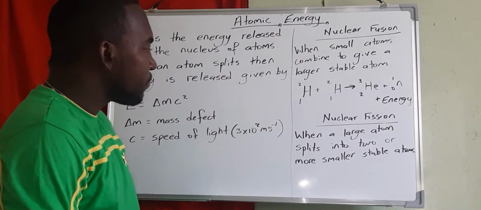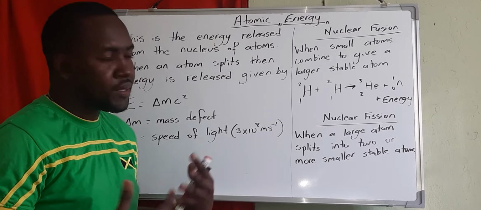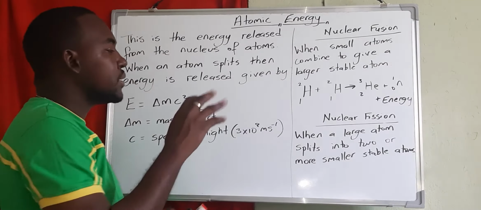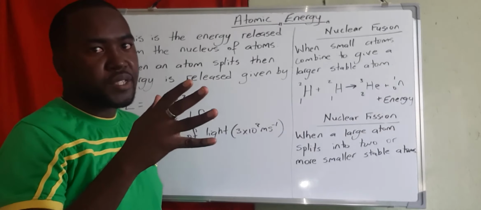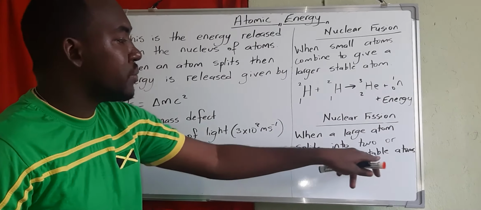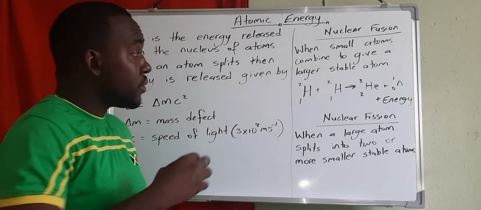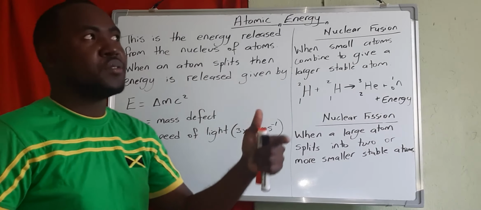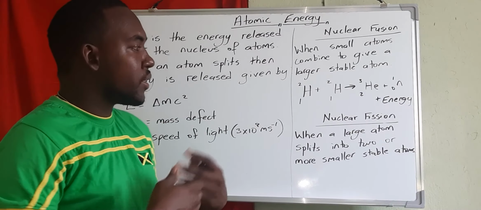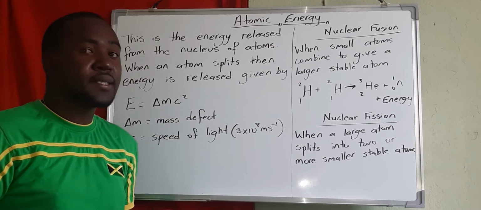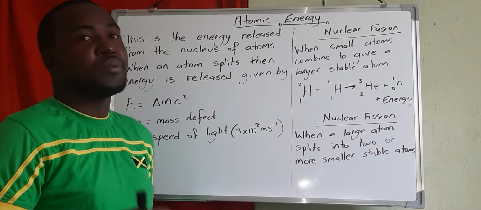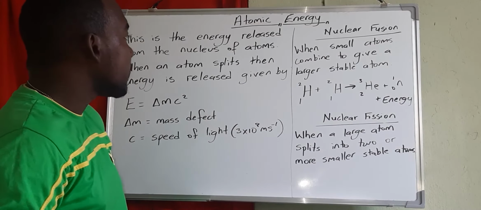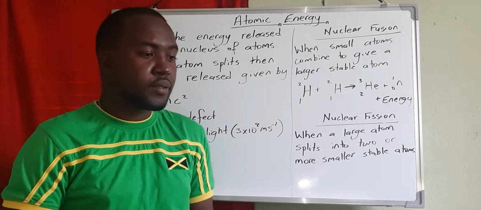And then for nuclear fission, this is where large atoms split. So we have a larger atom and it splits into smaller atoms to release energy. Those smaller atoms are more stable atoms. This decay of atoms continues until they get an atom that is stable. So it's a continuous process until it attains stability, with the neutrons and protons in the nucleus being equal. So we're going to look now at an equation for nuclear fission.